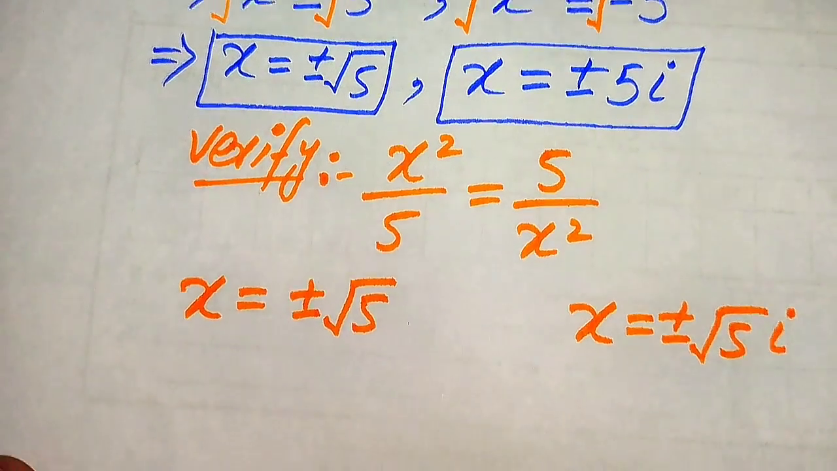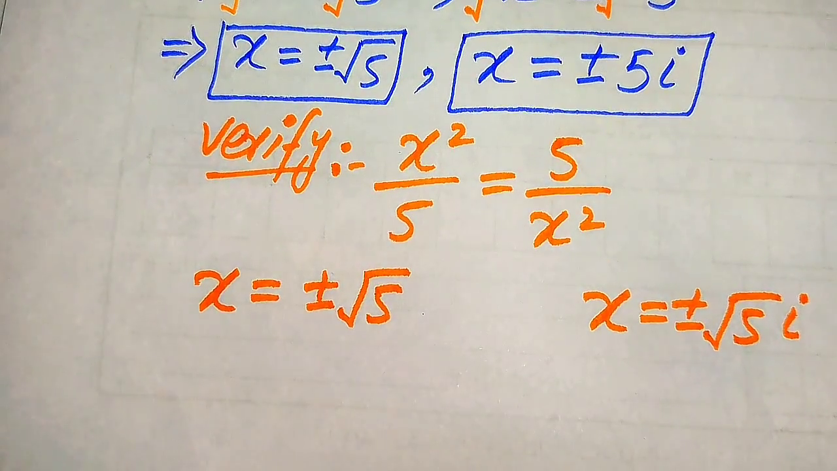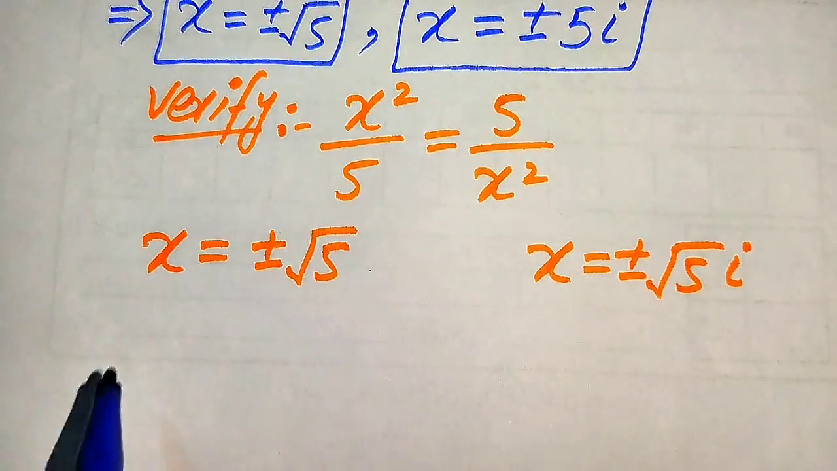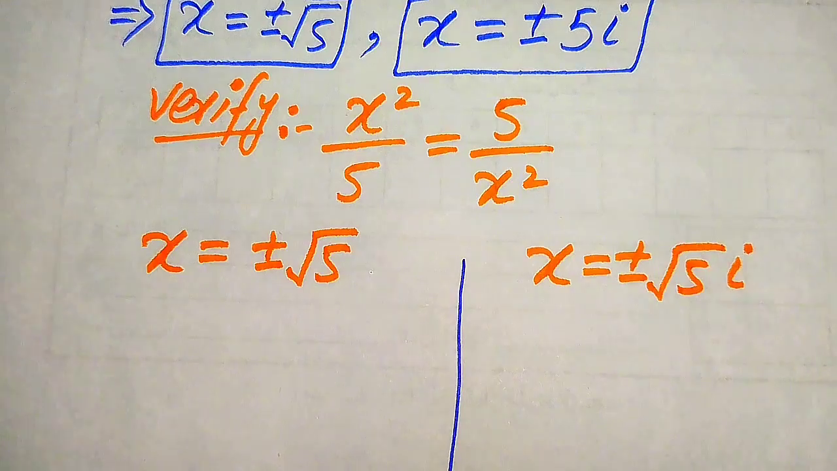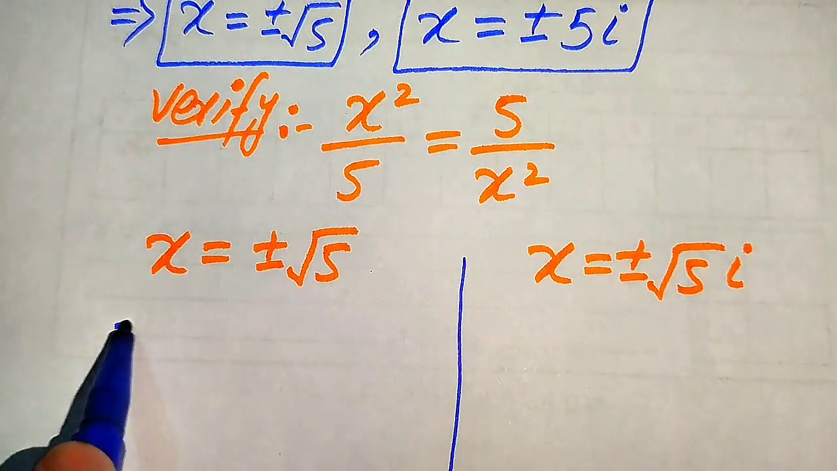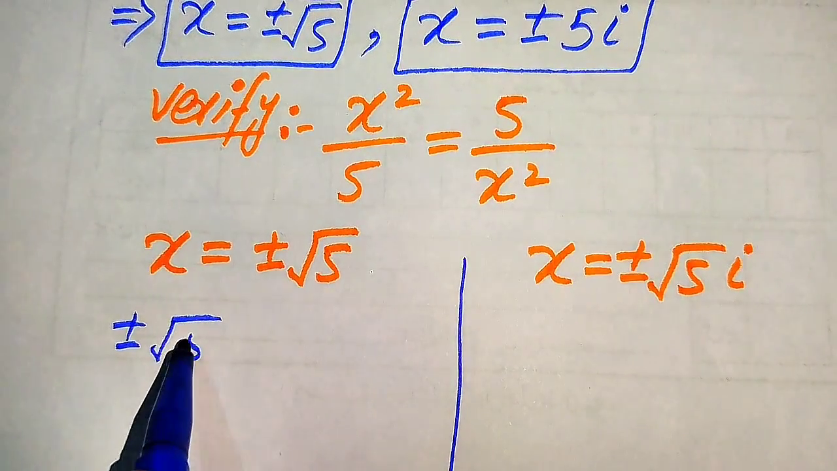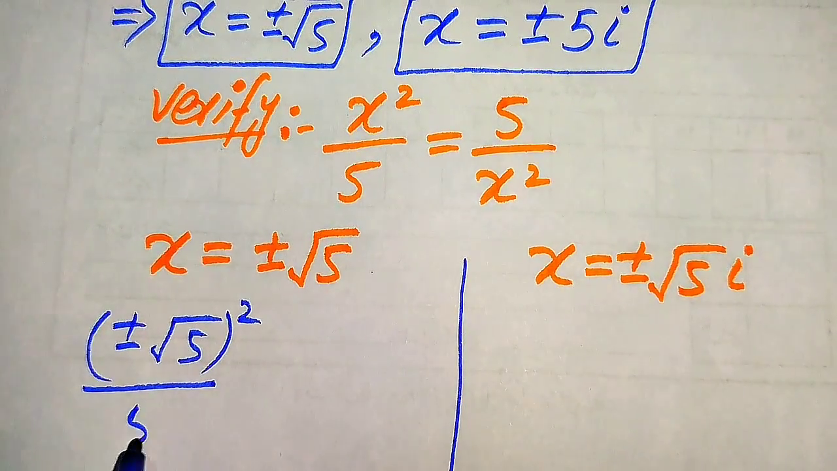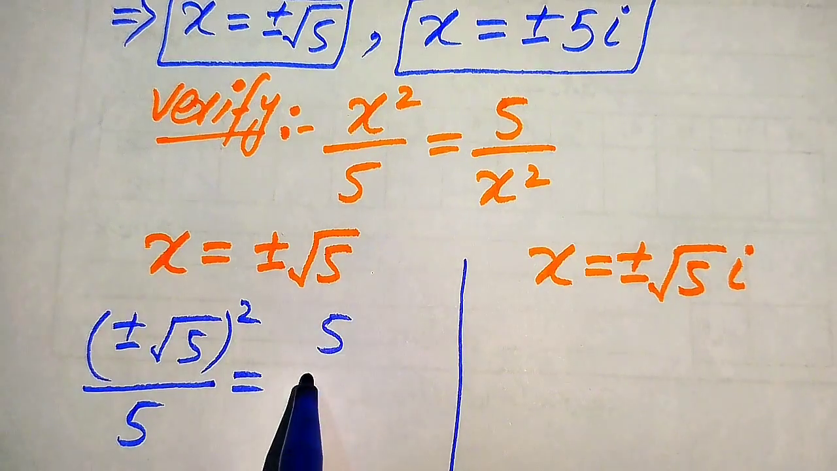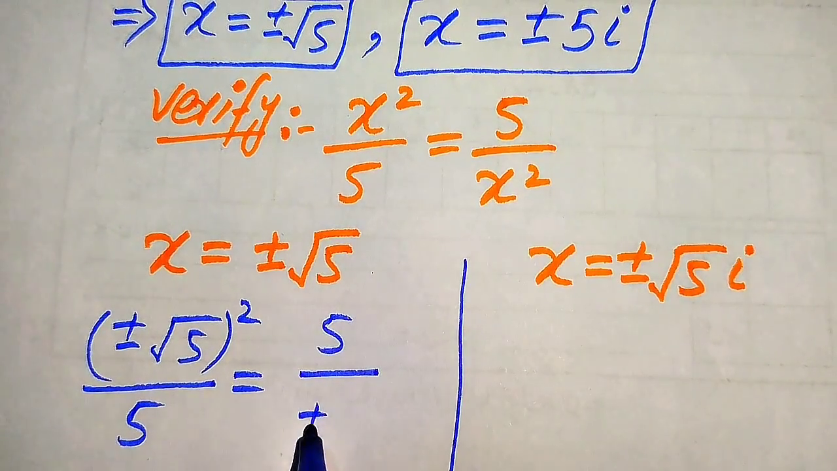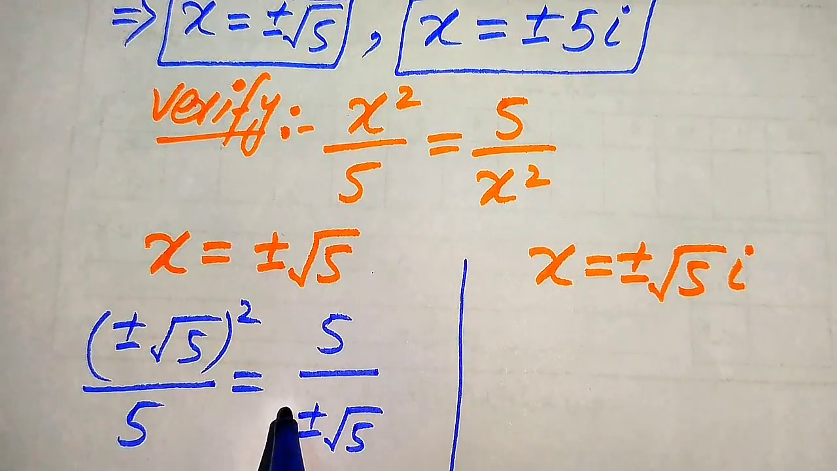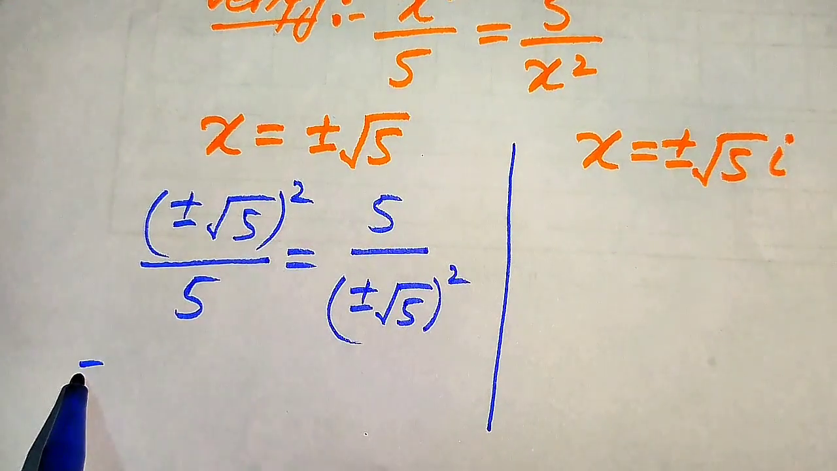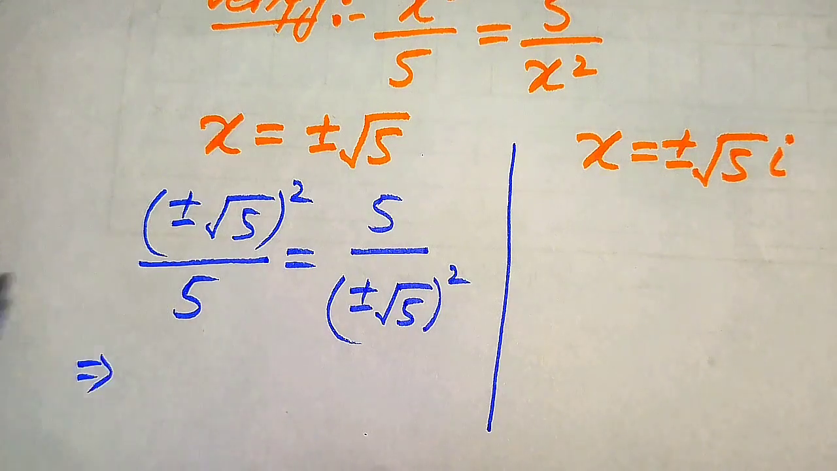So now first we need to substitute these two roots on both of the sides of this equation, and we check its behavior. So when we put this here, it will be written as plus minus square root of 5 whole square divided by 5 is equal to 5 divided by x square, and our x is plus minus square root of 5 whole square. Here you know that when we take the square of a negative term, it becomes positive.